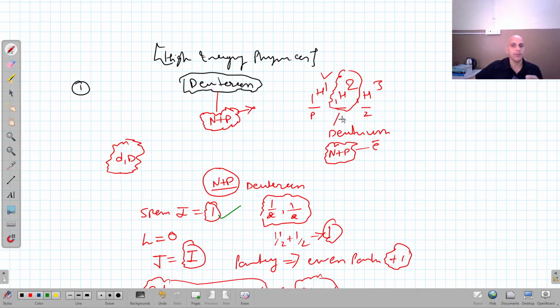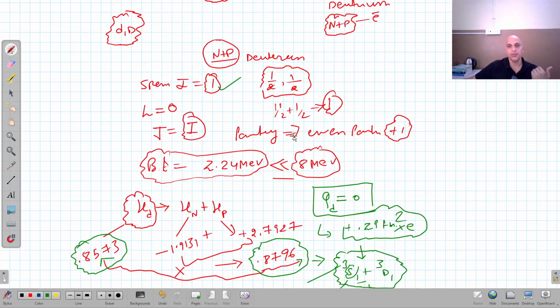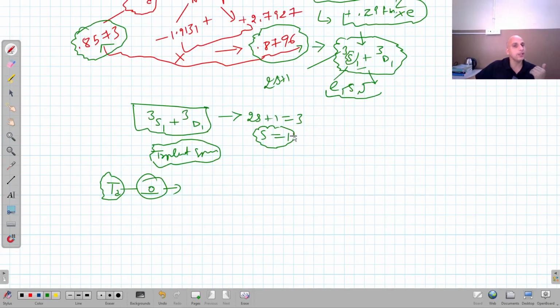As I told you, deuteron is simply the nucleus of deuterium, that is an isotope of hydrogen, that contains one neutron and one proton, and if we add an electron to that, then it will become deuterium. So this is about some properties of the deuteron.